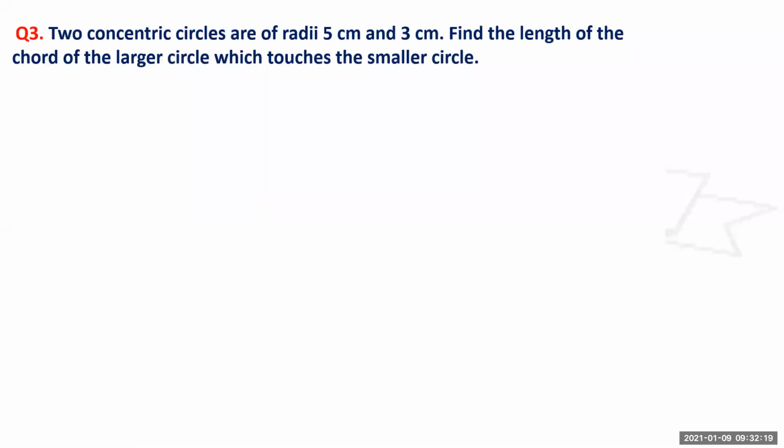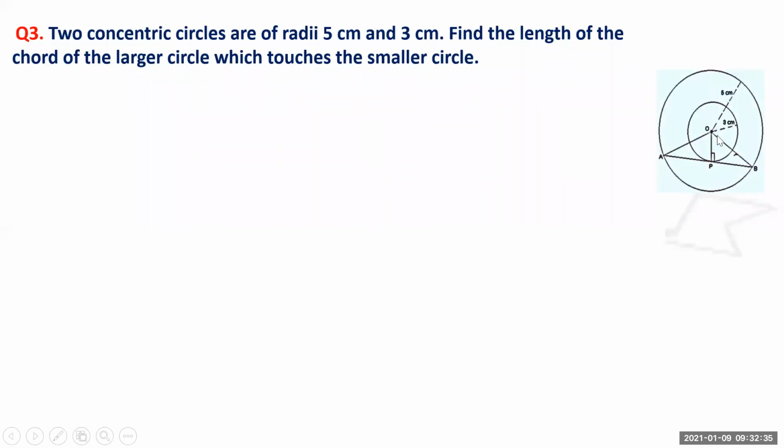What is the meaning of concentric circles? Can anybody explain what is the meaning of concentric circles? Circles which have the same center are called concentric circles. Check this. O is the center for the smaller circle as well as the bigger circle. You have to find the length of the chord of the larger circle which touches the smaller circle. You have to find the length of AB.